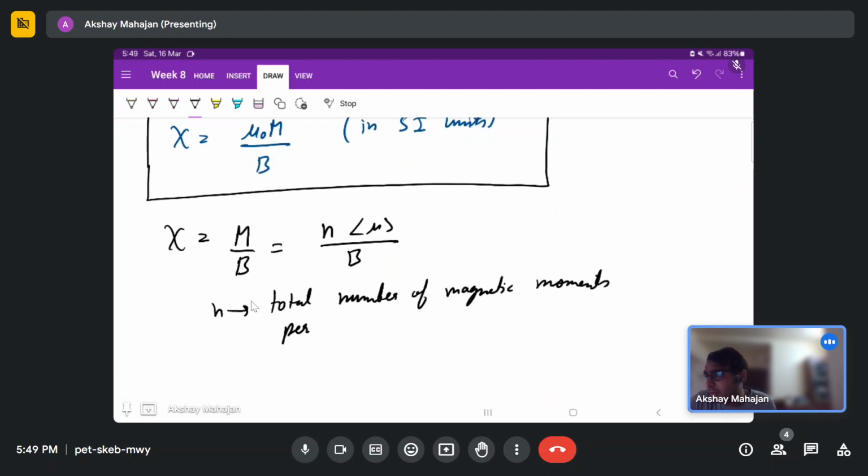Total number of magnetic moments in the system, let's say per unit volume. So that will give you your magnetization.